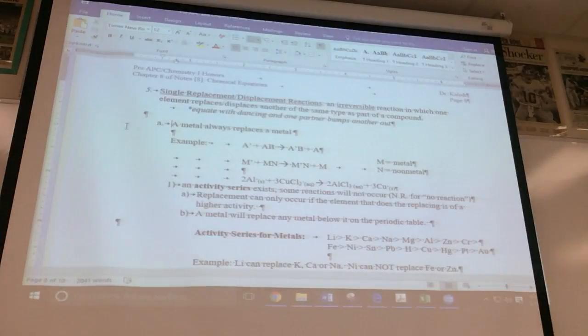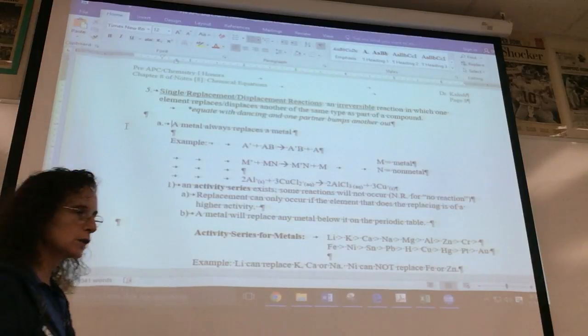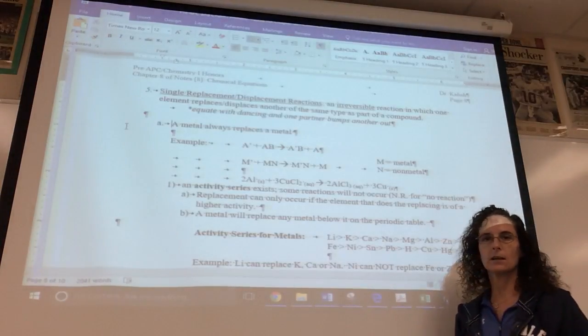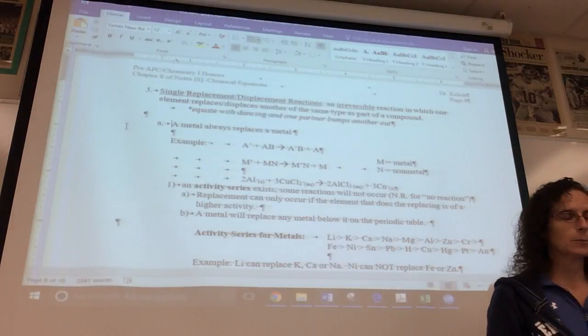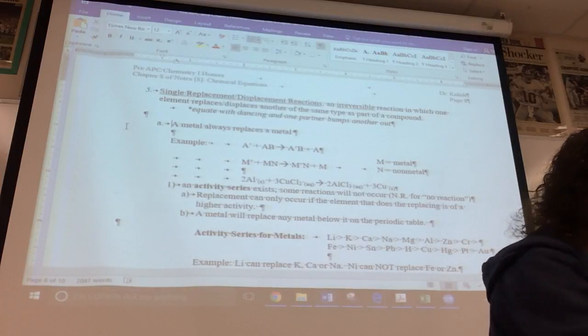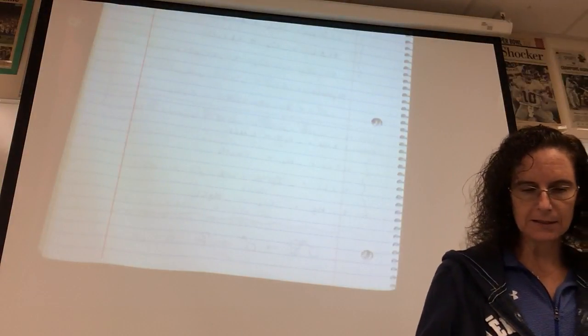All of this fits into our overarching learning goal, which deals with a more solid understanding of chemical reactions in terms of writing them, balancing them, classifying them, and then predicting products. So what we're going to talk about today includes single and double replacement. With single replacement, what you're going to see here, we're going to keep this very simplistic.